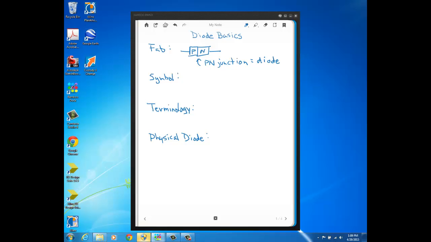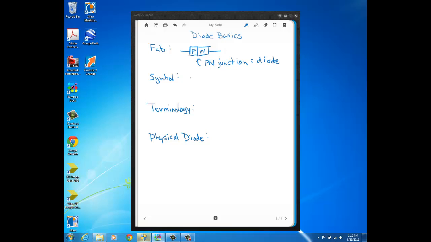Now, as we'll talk about, the most common type of semiconductor that's used to make diodes is silicon because it's so abundant. But other semiconductor materials that are often used in electronics are gallium arsenide and also germanium. But by far, silicon is the most popular of all the semiconductors.